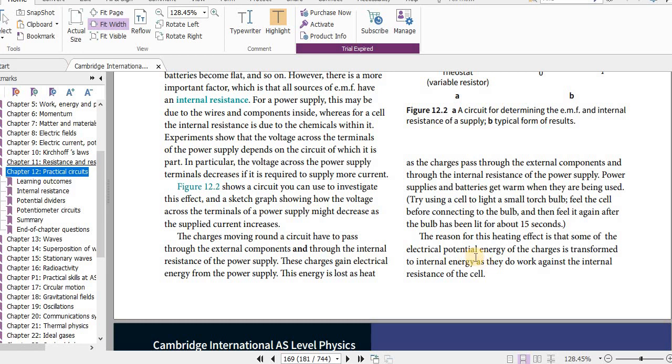Now there is a difference between thermal energy, internal energy and heat. You have learned that, I think, even in the O-level class. I have uploaded a video explaining all this. You can watch that video for more details. Okay, as they do work against the internal resistance of the cell.